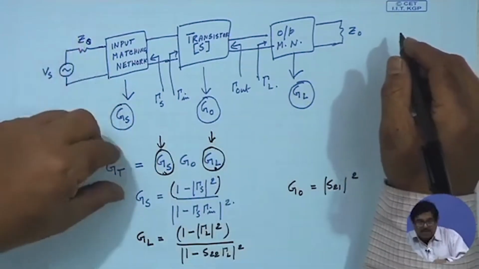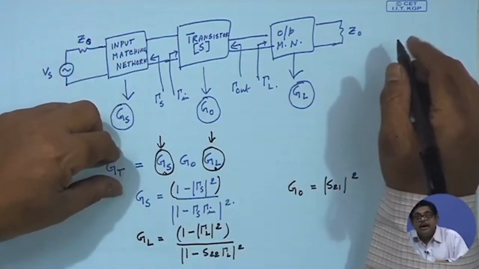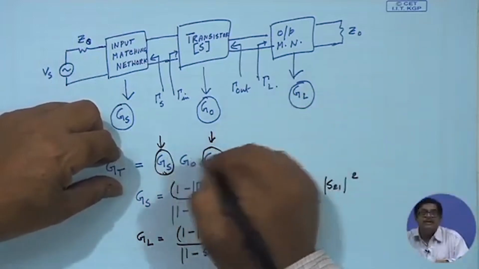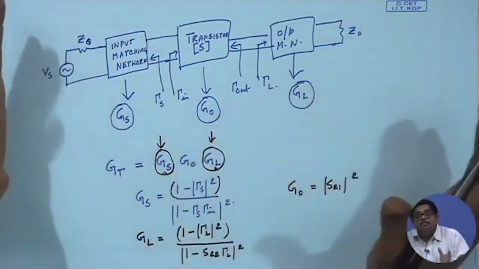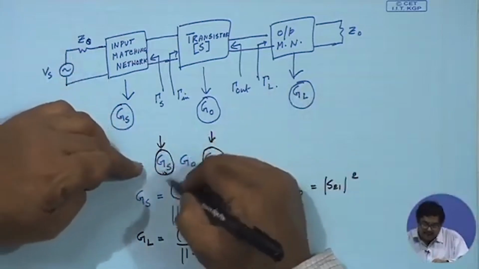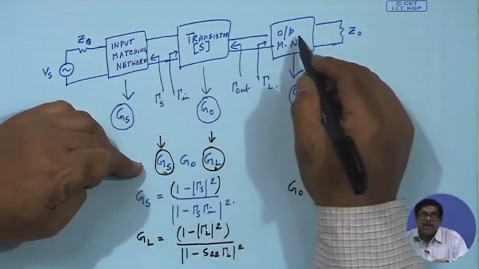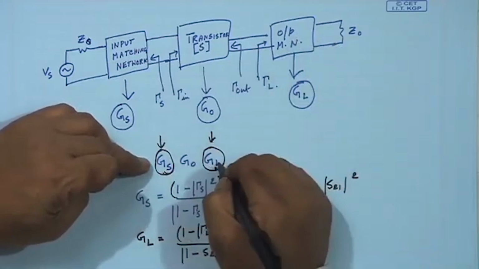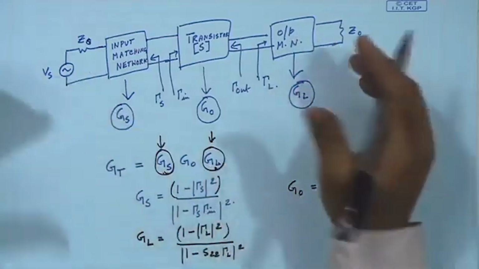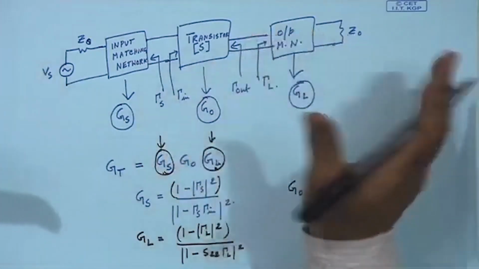That means if I want to have a high gain, I need to play with these two basically. So microwave amplifier design is playing with this input matching network and output matching network, so that GS and GL can be made higher and higher. Obviously there is interconnection between them, so independently these two cannot be done, but we will see the techniques by which this can be done.